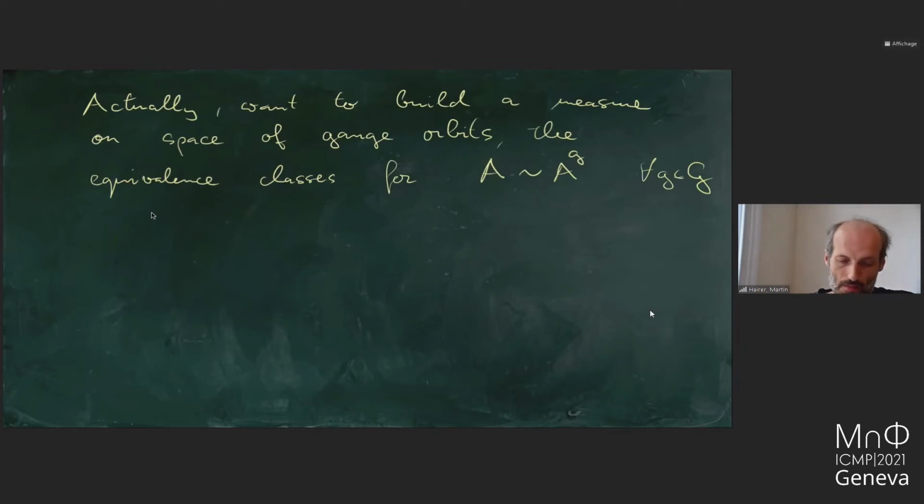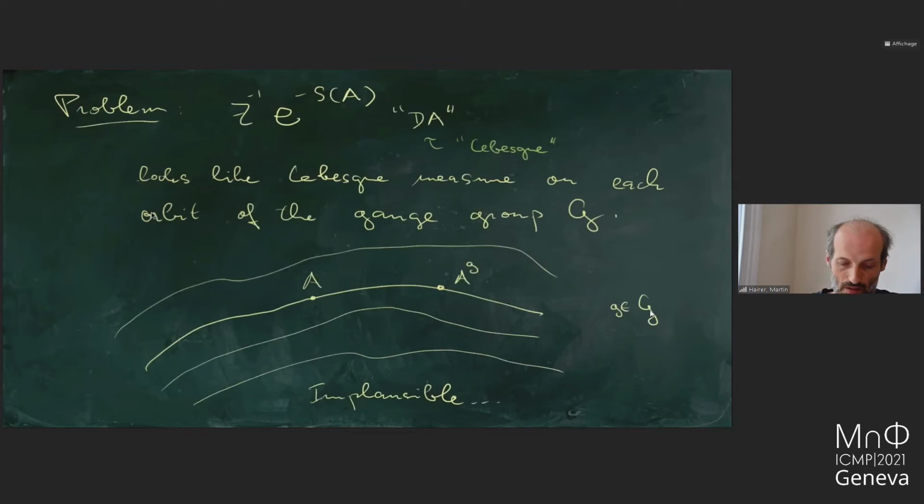But of course, now you have a new problem. The new problem is, how do you describe that space of gauge orbits? Or what does it mean? How do you project this measure onto the space of gauge orbits? Of course, one thing you could do is try to find some way of parametrizing the gauge orbits. That's called gauge fixing.